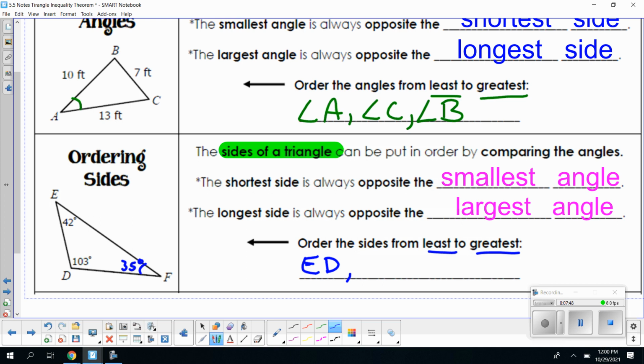Our next smallest angle is 42, and the side opposite that is DF, so that makes DF our next largest side. And our greatest angle is angle D, which is 103, so that makes the opposite side, EF, our longest side. All right, let's take a look at some examples here.